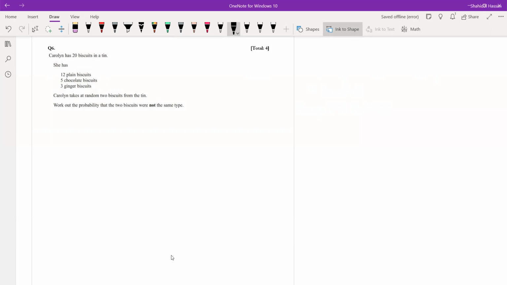So if they are not the same type, then I can have many combinations. I can have plain and then chocolate. This can be one possibility. I can have a chocolate and then a ginger biscuit. And then we can have a plain and a ginger biscuit. Am I saying it right?